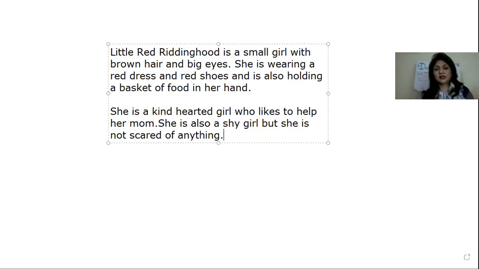Now let's read it out. Little Red Riding Hood is a small girl with brown hair and big eyes. She is wearing a red dress and red shoes and is also holding a basket of food in her hand. She is a kind-hearted girl who likes to help her mom. She is also a shy girl, but she's not scared of anything. Got my point? Now we have described the whole character of Red Riding Hood.